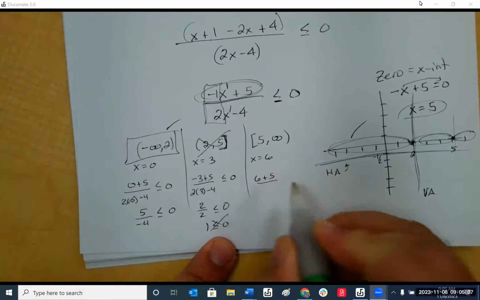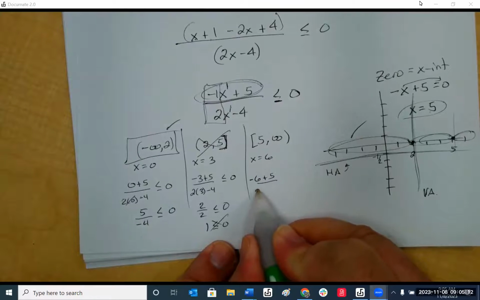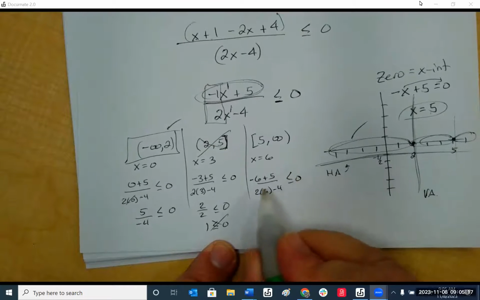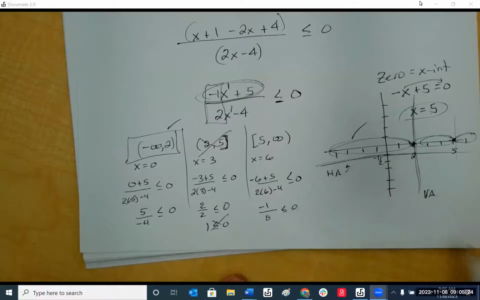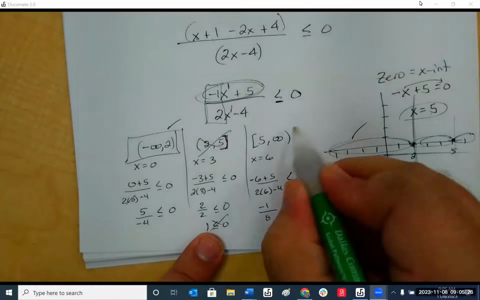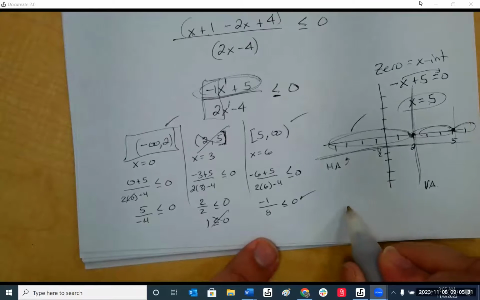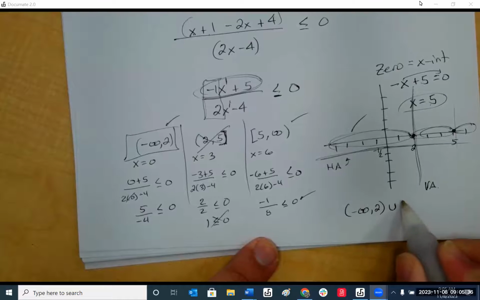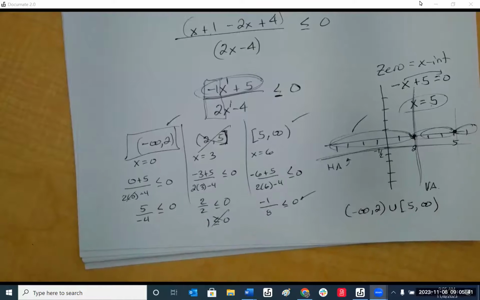-6 plus 5 over 2 times 6 minus 4. -6 plus 5 is -1. 12 minus 4 is 8. And that one works. So our answer is that.